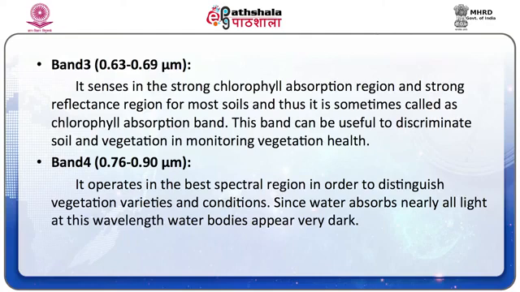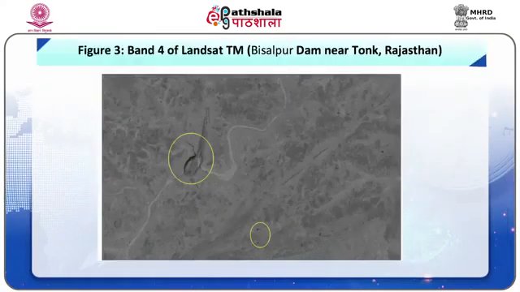Band 4, ranging between 0.76 to 0.9 micrometer, operates in the best spectral region in order to distinguish vegetation varieties and conditions. Since water absorbs nearly all light at this wavelength, water bodies appear very dark.